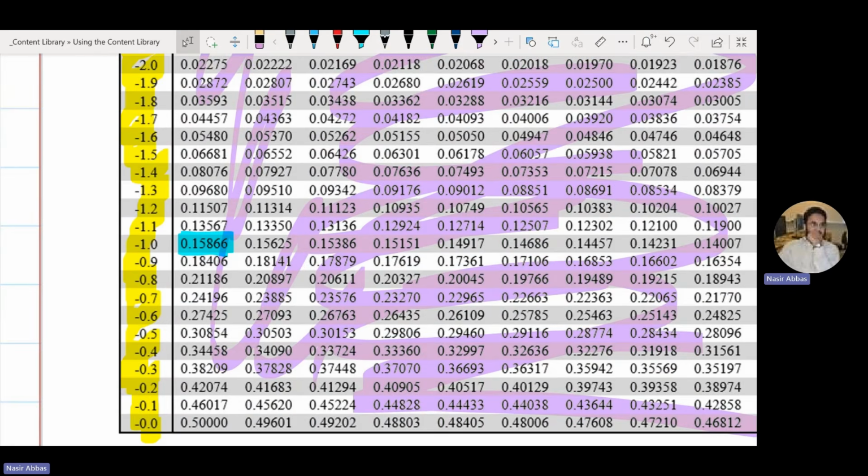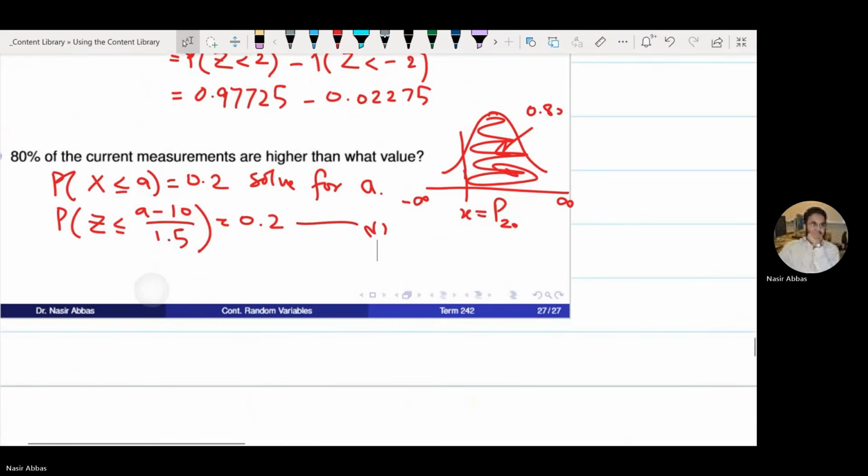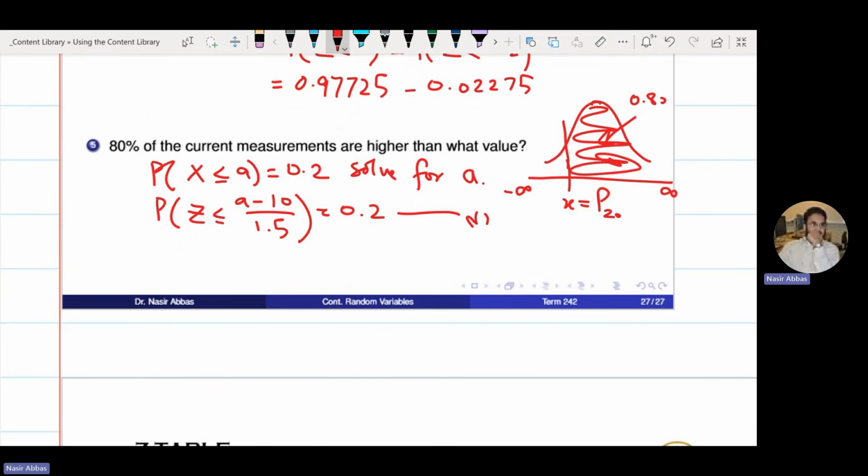It's either this one or this one. Which one is closer? This one distance is 34, this one is 45. This one is closer, and it is minus 0.84. So the table tells you that the probability of z less than minus 0.84 is approximately 0.2. You have one equation from the question, one equation from the table. Equate the two of them, what do you get?